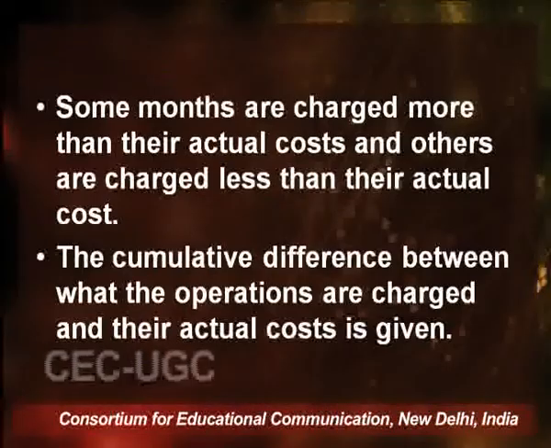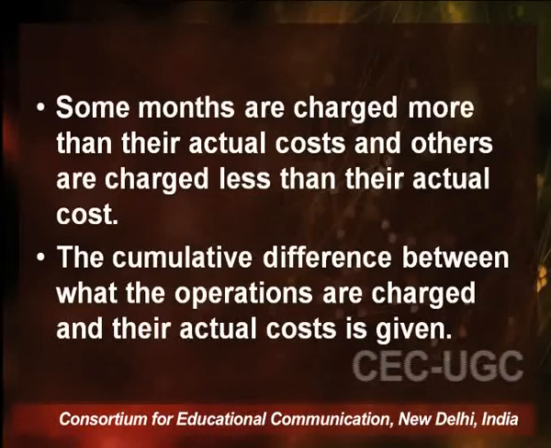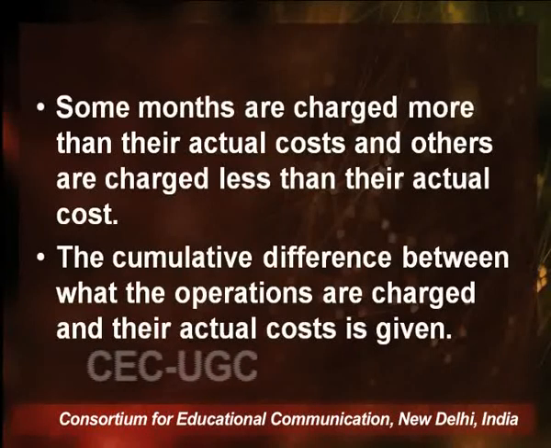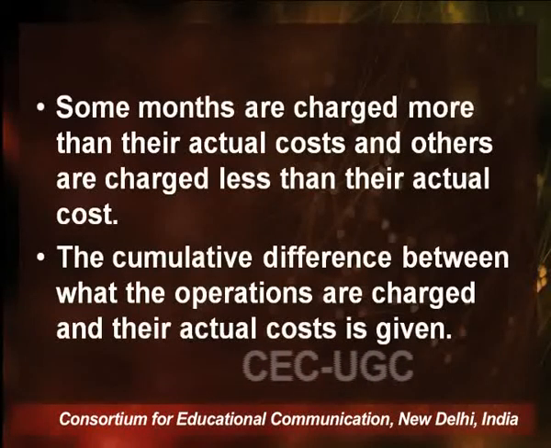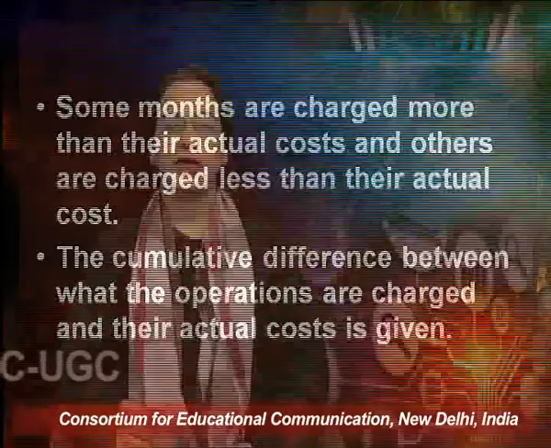So here some months are charged more than their actual cost and others are charged less than their actual cost, and the cumulative difference, which I was talking about as credit, is shown in the fourth row. That cumulative difference between what the operations are charged and what their actual cost is, is shown in the form of credit in the last row.